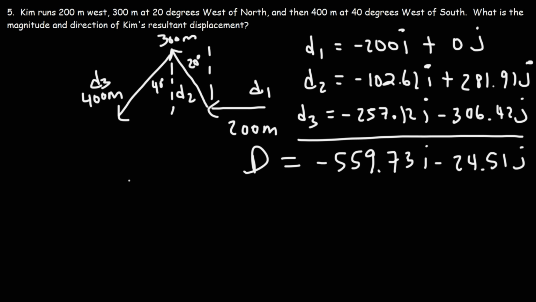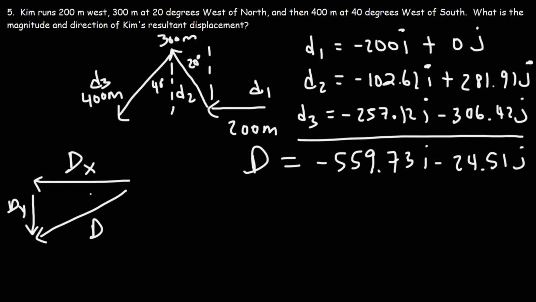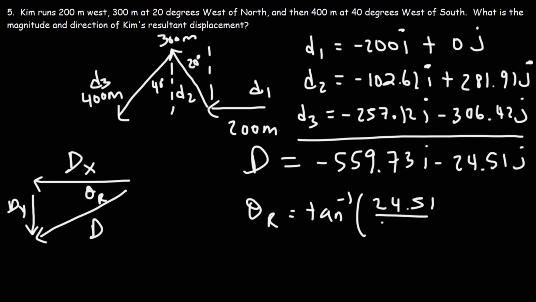So the x component is to the left, that's dx, and the y component is slightly down. So the resultant displacement will be in quadrant 3. I will find the reference angle. So the reference angle, we can put theta r for that. It's going to be arctangent, and it's the y component divided by the x component. For the reference angle, you don't need to worry about the negative signs, because we're going to adjust the answer based on what quadrant it's in.